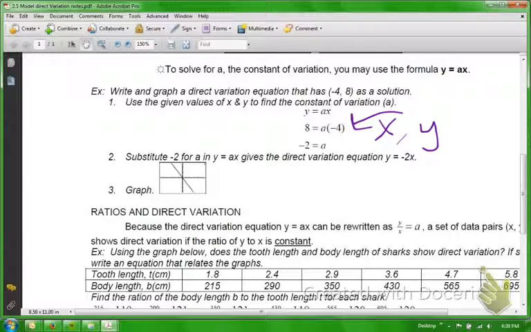So 8 equals a times negative 4. You have to solve for a. That's mostly what we're going to be doing on these, is solving for a. So a is negative 2. However, this is the gotcha. You are not finished yet.